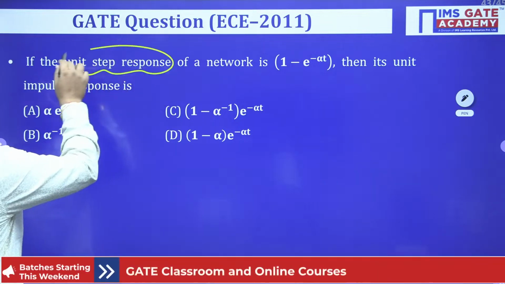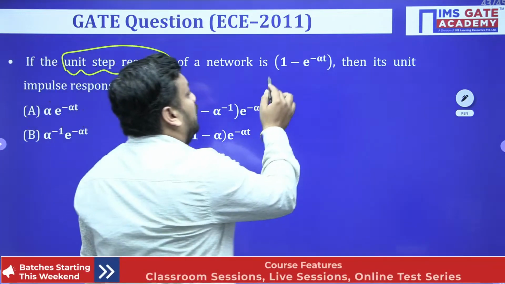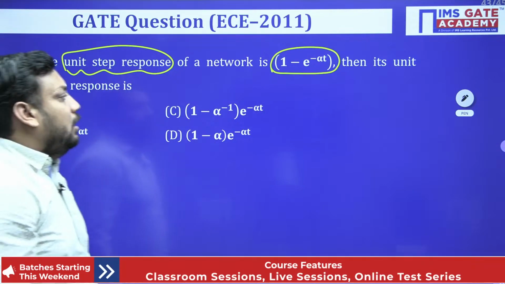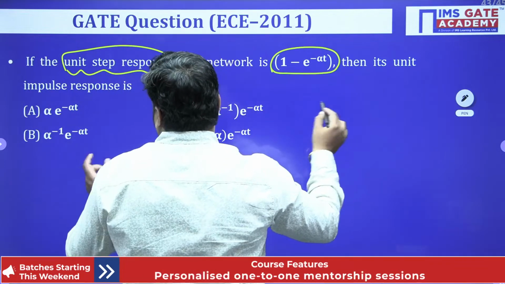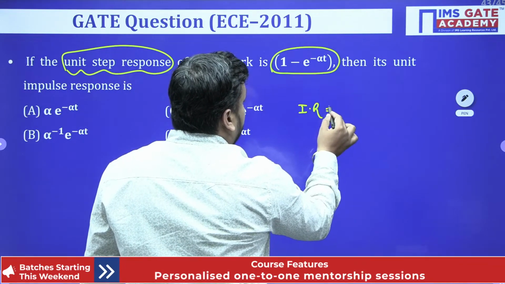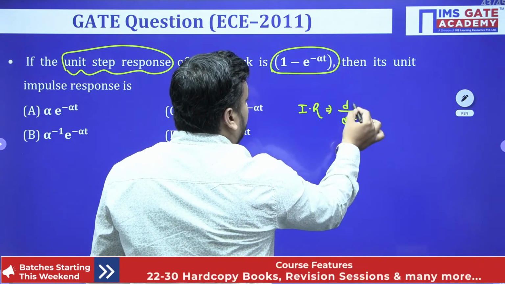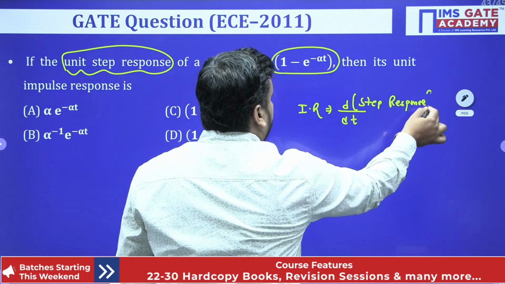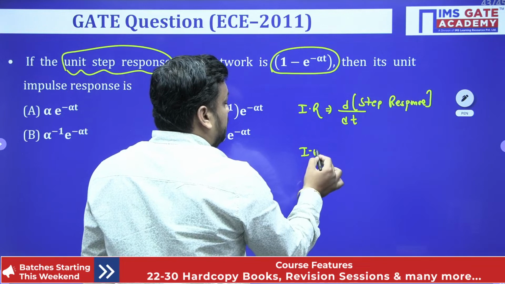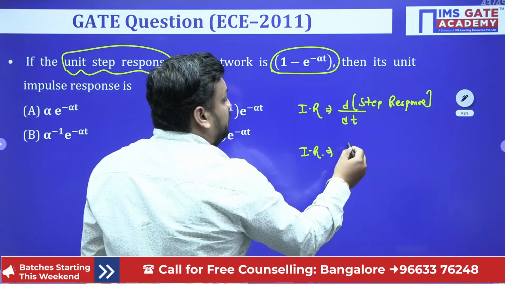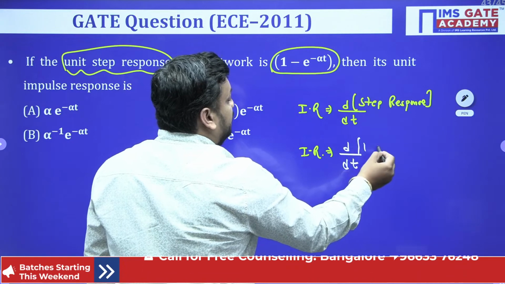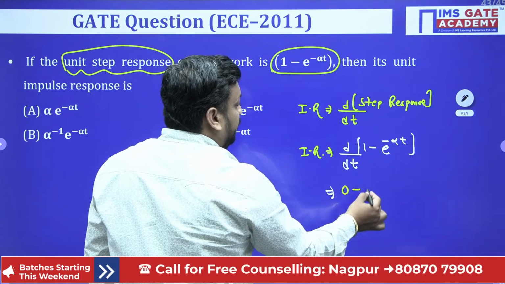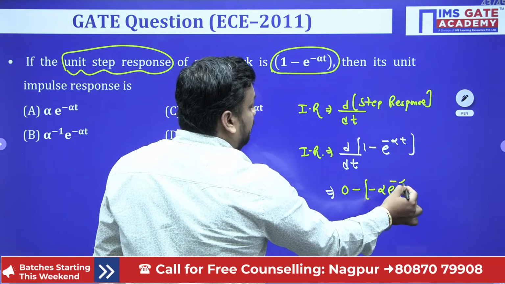The unit step response. If the unit step response of a network is 1 minus e to the power minus alpha t, then its unit impulse response will be what? Student, if the step response is given, you can easily find the impulse response, because the impulse response is nothing but the differentiation of the step response. So d by dt of 1 minus e to the power minus alpha t, when you differentiate, you get minus, and again minus alpha e to the power minus alpha t.